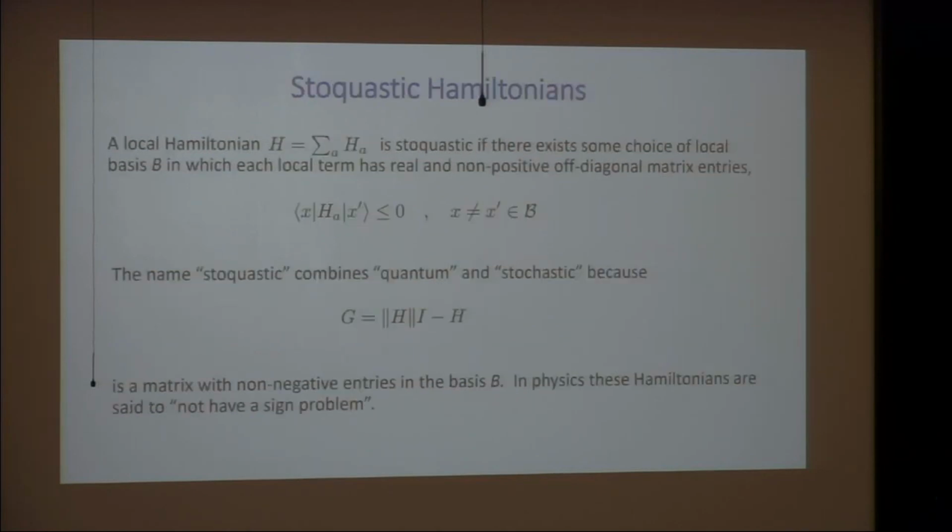So, okay, let's talk about stoquastic Hamiltonians. A local Hamiltonian is stoquastic if there exists some choice of local basis B in which every local term has real and non-positive off-diagonal matrix entries in that basis. And the name stoquastic combines quantum and stochastic because if H is stoquastic, then G is a matrix with non-negative entries in the basis B. And in physics, these Hamiltonians are said to not have a sign problem.